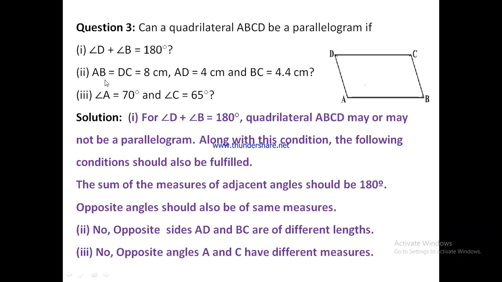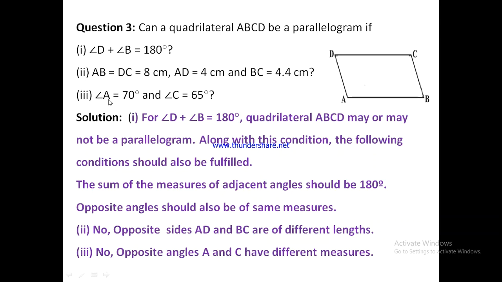Second part, AB is equal to DC, it is equal to 8 centimeter, and AD is equal to 4 centimeter, and BC is equal to 4.4 centimeter. As we can see that these two opposite sides are equal in measure, but these two opposite sides are not equal in measure. So these two opposite sides are of different length. So it cannot be a parallelogram, as we know that opposite sides of a parallelogram are of equal length.